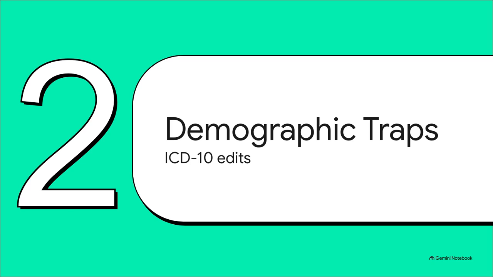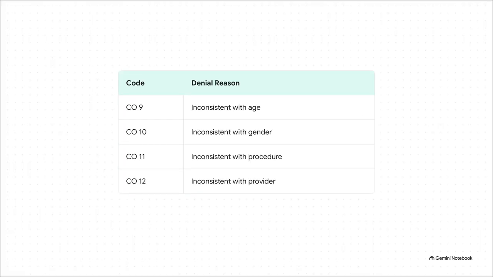Okay, Section 2, Demographic Diagnosis Denial Traps. Let's move into our first major set of clinical pitfalls, which are the ICD-10 edits that catch claims completely off guard. The golden rule here is that your diagnosis codes absolutely must mathematically and logically align with the patient's demographics and the provider's specialty. Look at these common CO codes.